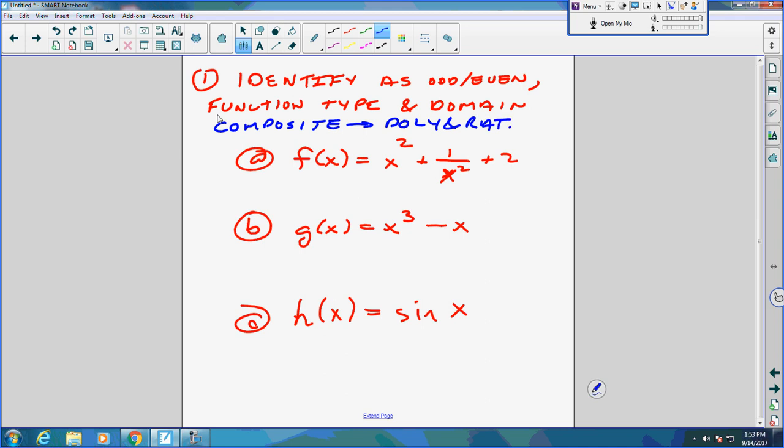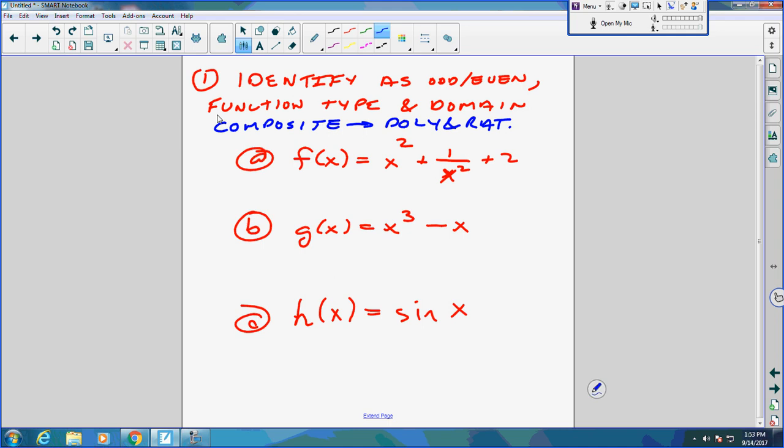I would accept polynomial and reciprocal. Okay? I would actually accept a polynomial and a power function, because you remember yesterday we talked about the power function could have a negative exponent on it. We can talk about it any number of ways. I'll take all of them.